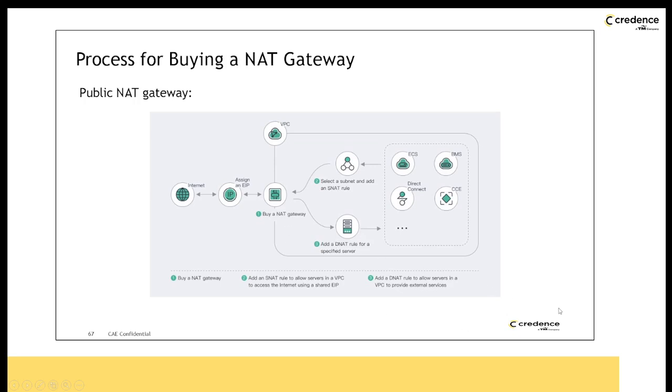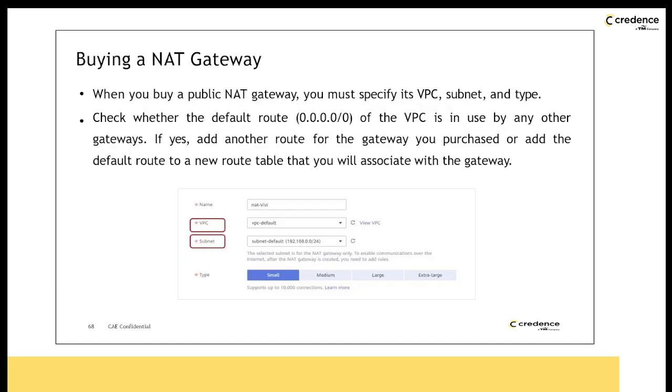To set up a NAT gateway, first remember, you need to buy the NAT gateway, then set up SNAT rules, then set up DNAT rules. SNAT allows the VPC to access the internet using an EIP, but DNAT allows servers in the VPC to provide external services. You must remember that. When you buy a NAT gateway, you must specify the VPC, subnet and the type: small, medium, large or extra large.